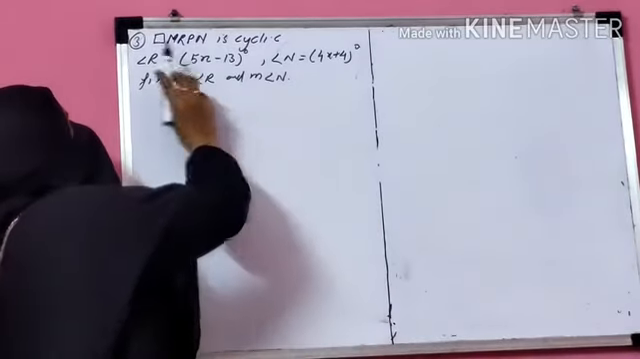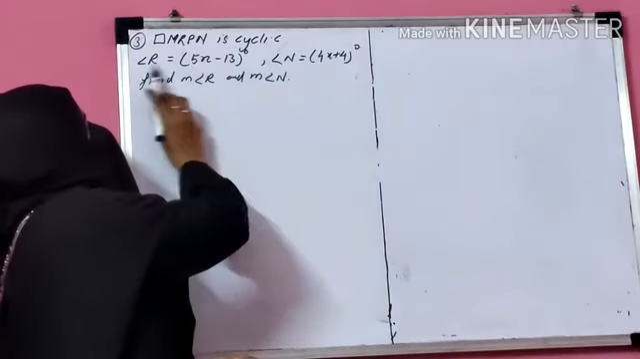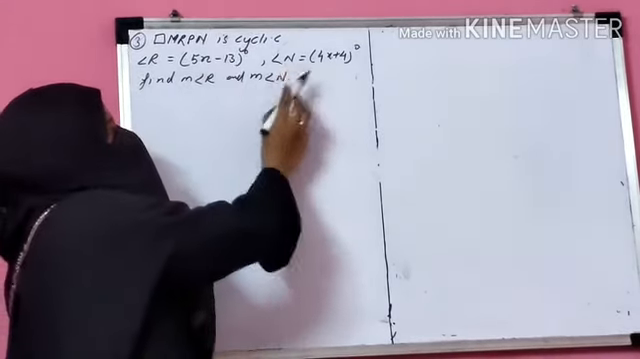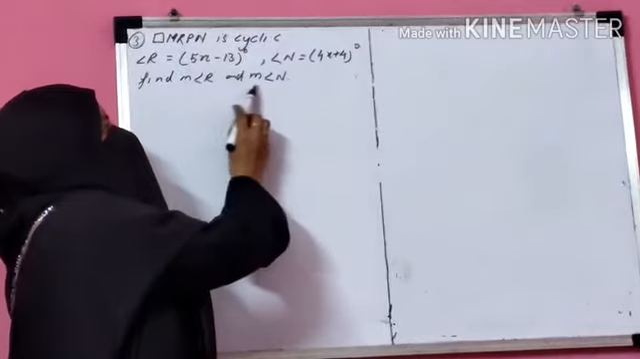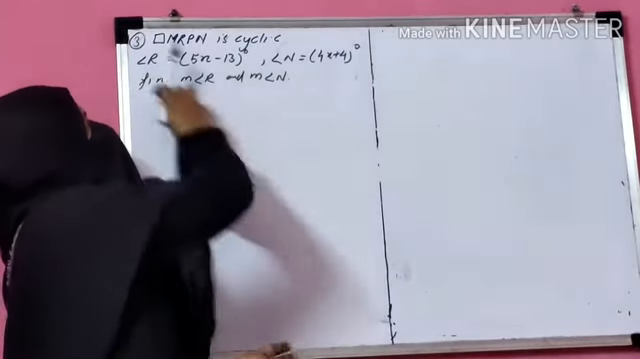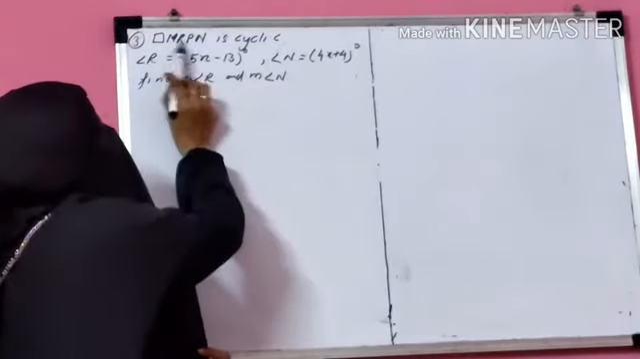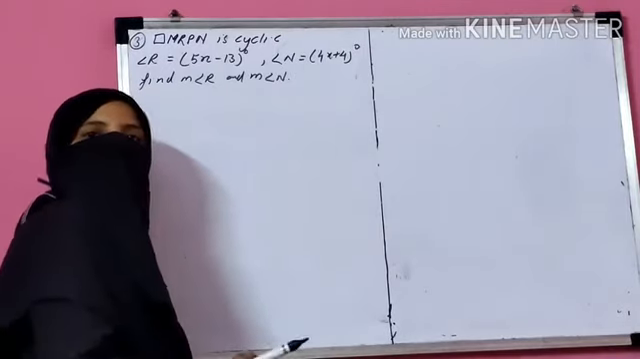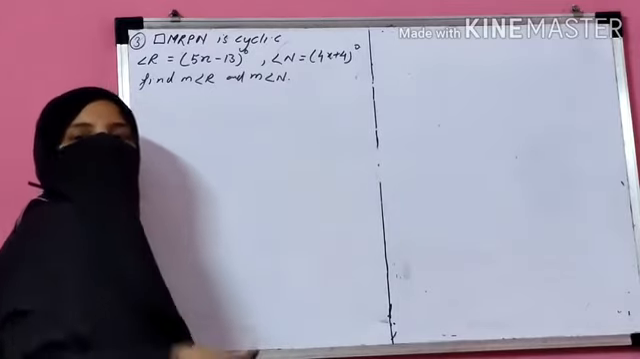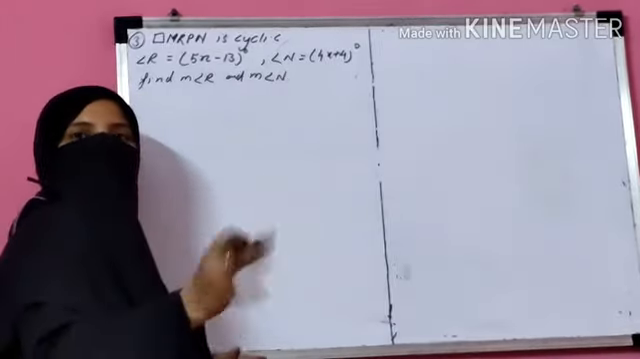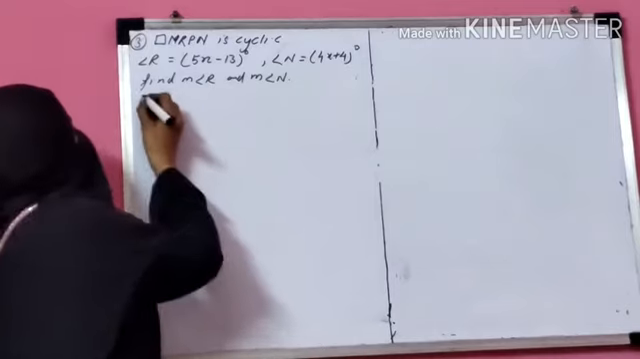Question number 3: Quadrilateral MRPN is a cyclic quadrilateral, and angle R is given as 5x minus 13 degrees and angle N is 4x plus 4 degrees. Then you have to find the measure of angle R and angle N. If you observe here, quadrilateral MRPN is cyclic, and R and N are opposite angles. In a cyclic quadrilateral, opposite angles are supplementary, that is the cyclic quadrilateral theorem, that means their sum is 180. It's a very easy question. Just start the solution.